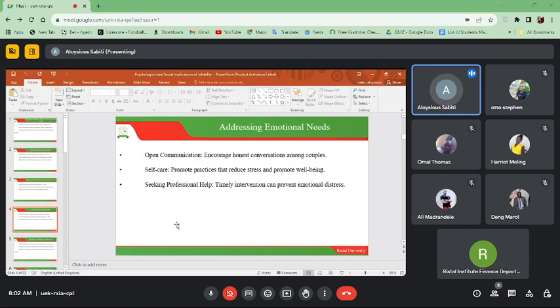So to address emotional needs, it means there needs to be an open communication. You have to encourage honest conversation among the couples, because then if the couples come to you because now they are in an emotional need, possibly because you've diagnosed them with a sense of infertility, either one of them, then there needs to be an open communication. And this open communication involves being able to stress to you the kind of intercourse they have, a lot of things.